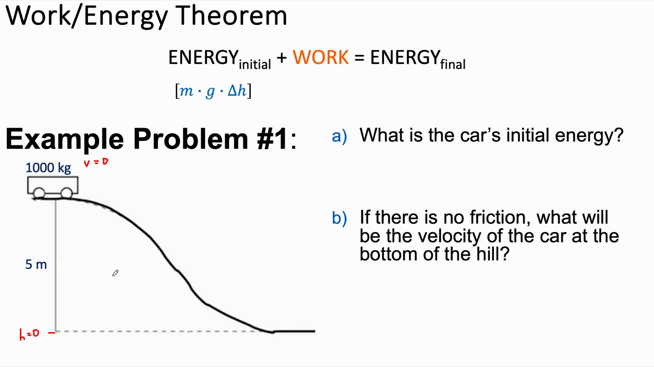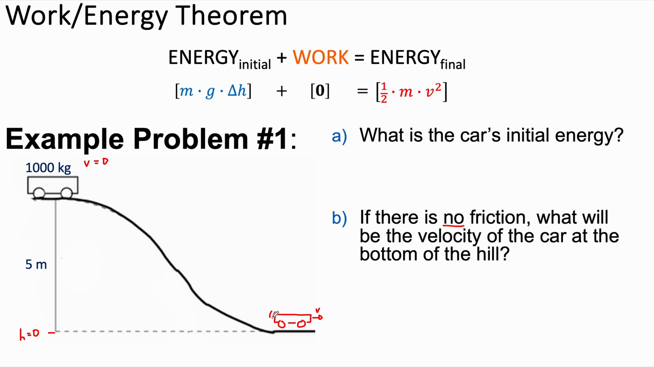So work I'm going to define as any external forces acting on the system besides gravity or springs. There is no friction according to this statement down below here. So we're going to assume that no energy is entering or exiting our system. What's the final energy of the car when it gets down to the bottom of the hill? Well, at that point, it's just going to be moving very, very quickly. And again, remember, the energy of movement is called kinetic energy. And the equation for kinetic energy is going to be 1/2 mv squared.